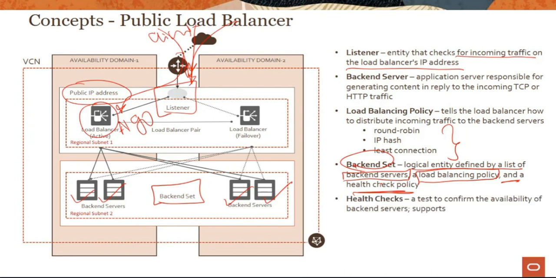What is a health check? A health check basically is a test to confirm the availability of backend servers. Now, health check supports both TCP as well as HTTP level health checks. The whole idea is if one of these servers goes down, because the load balancer is constantly checking the health here, it can take this particular backend out of service and start sending traffic to other backends.